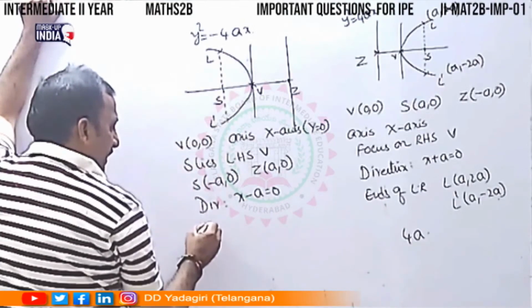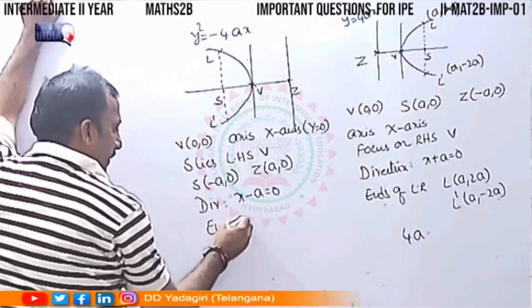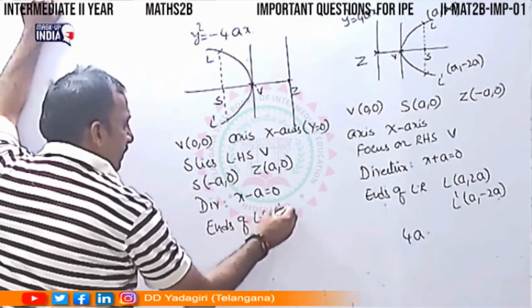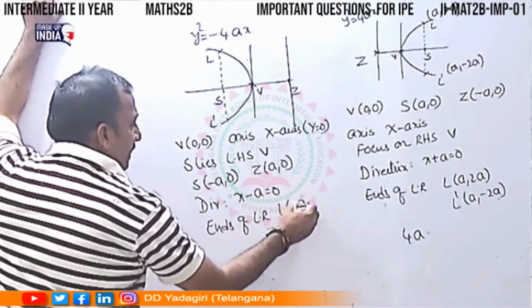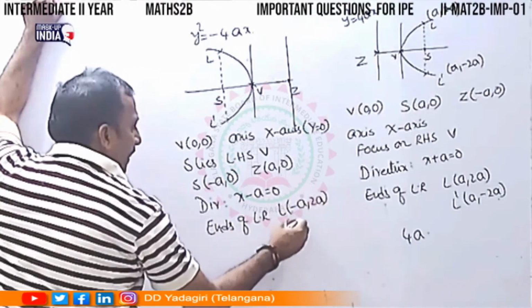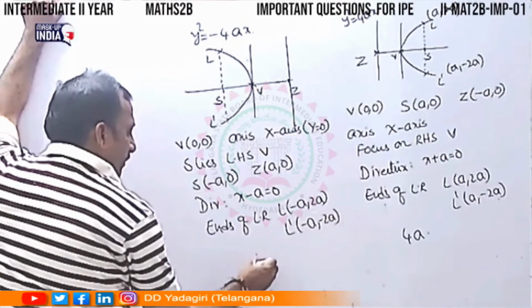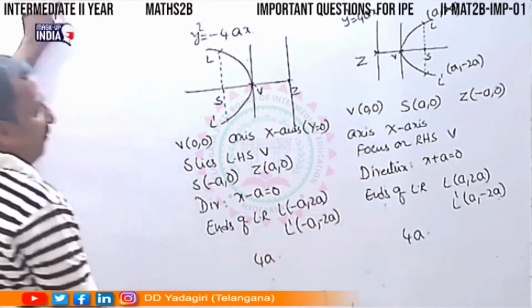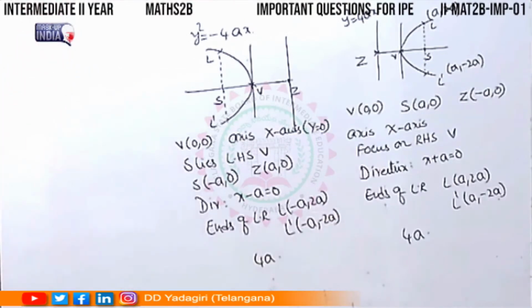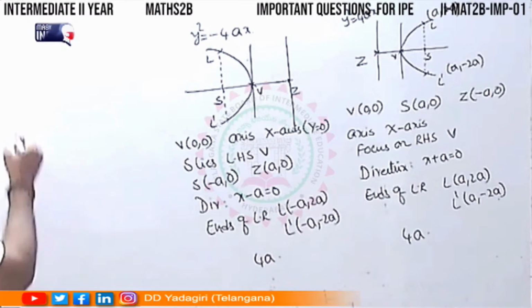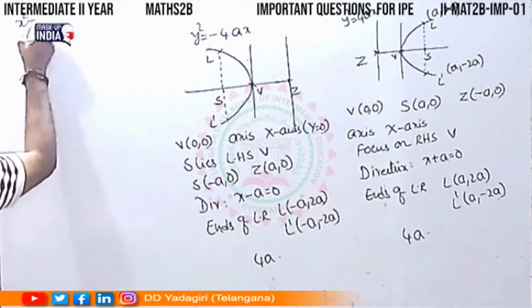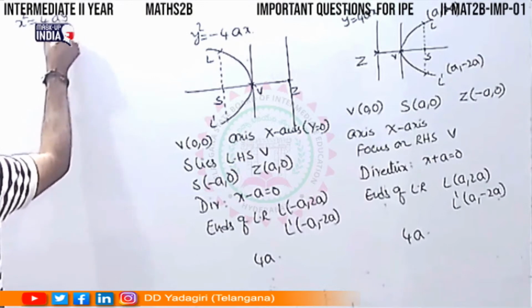Ends of the latus rectum: L is (minus a, 2a) and L dash is (minus a, minus 2a). Length of the latus rectum is 4a. Next, x square is equal to 4ay.